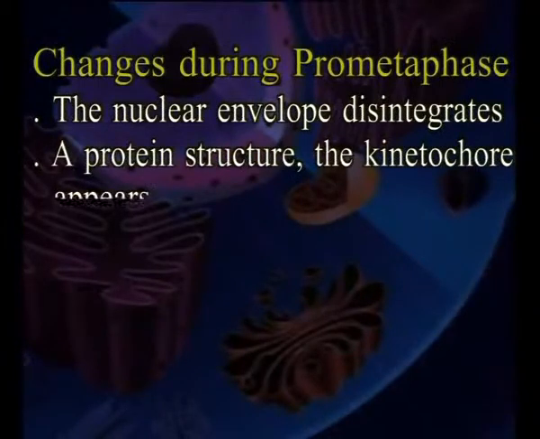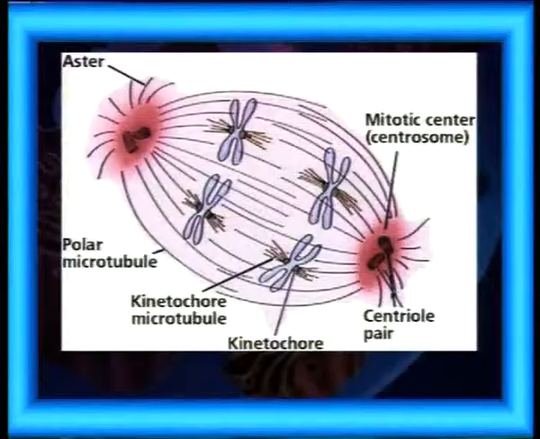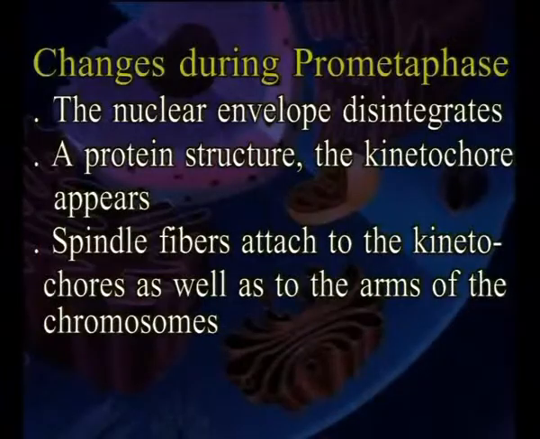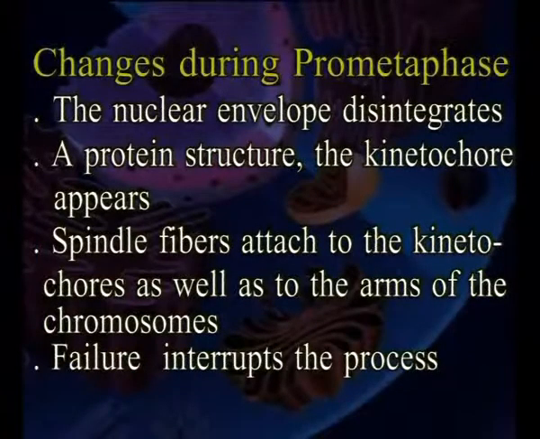Then, a protein structure, the kinetochore, appears at the centromere of each chromatid. With the breakdown of the nuclear envelope, spindle fibers attach to the kinetochores as well as to the arms of chromosomes. Failure of a kinetochore to become attached to a spindle fiber interrupts the process.